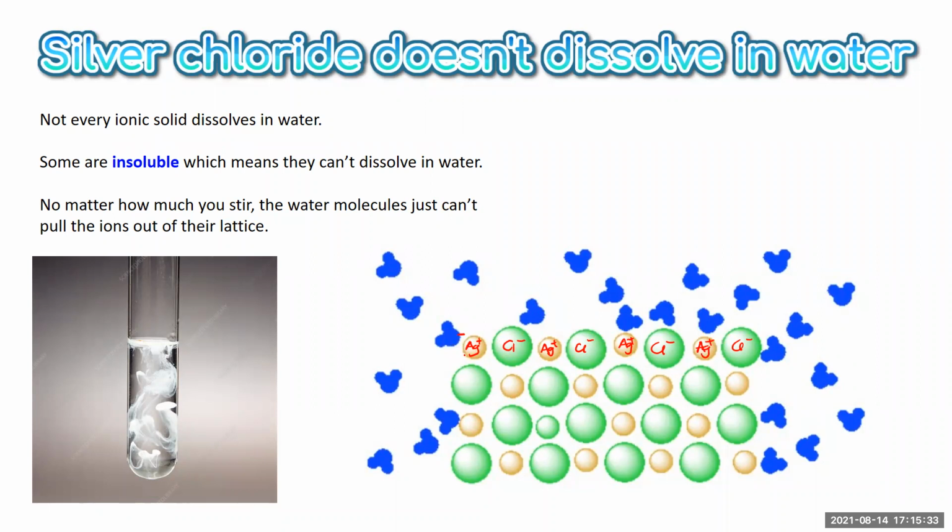Now, you'll still see the negative end of the water molecule being attracted to the positive silver ion, and the positive end of the water being attracted to the chloride ions. But the difference here is that the attraction between the ions is much stronger. That attraction holds them together too strongly, and the water molecules cannot separate them. It doesn't matter how much you stir, you will not get this to go into solution, because even though the water molecules are attracted to the ions, that attraction is so weak compared to the attraction between the ions themselves that it just can't pull the ions out of their lattice. That's what we call an insoluble solid.